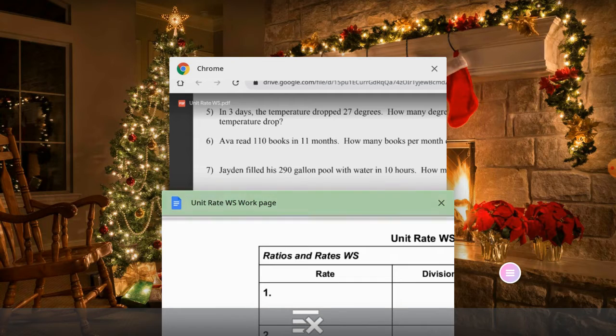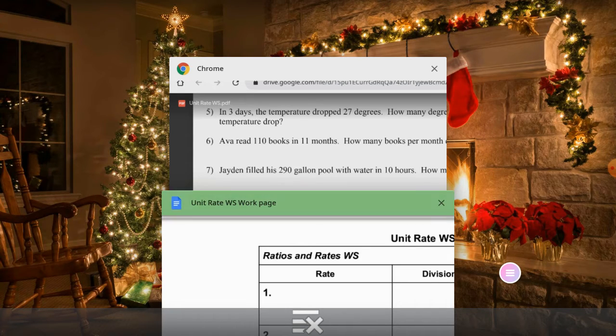So if I'm saying there are 420 students in 12 classes, that is my rate. What would I be finding if I find the unit rate for that rate? Naomi? How many people are in one class? Yeah, how many students per class?